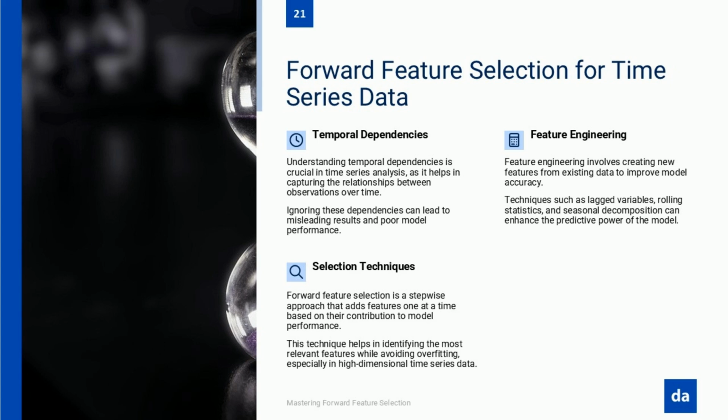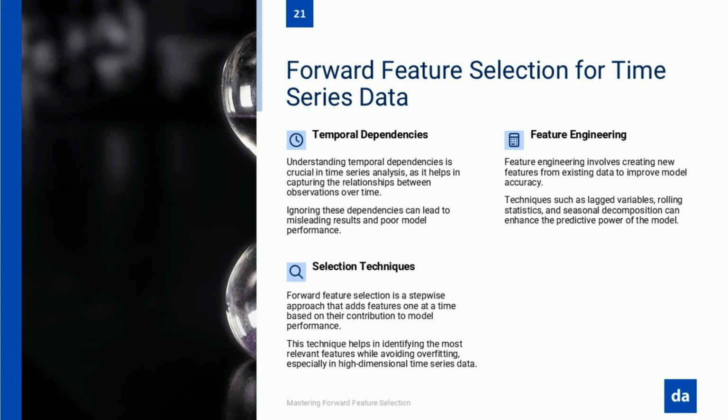Then there's feature engineering. In time series, raw timestamps usually aren't enough. You need to extract meaningful patterns. Things like moving averages, lagged values, seasonal indicators, and trend variables can all be useful, but not all of them will actually help. Forward feature selection sorts through these and keeps only the ones that add real value to predictions.